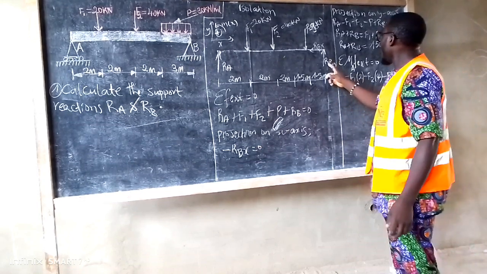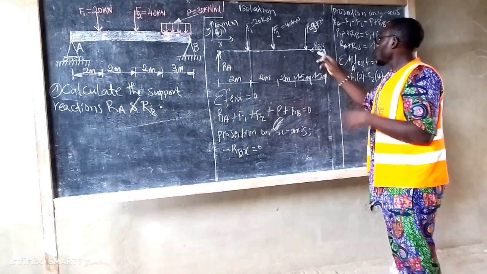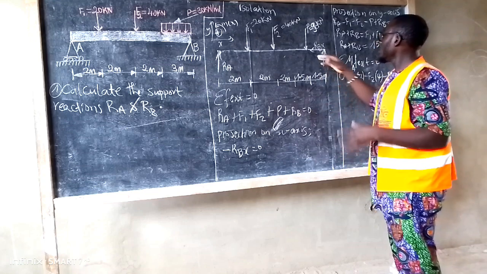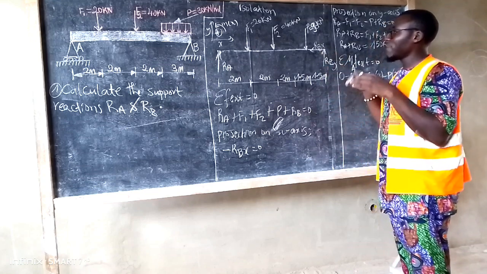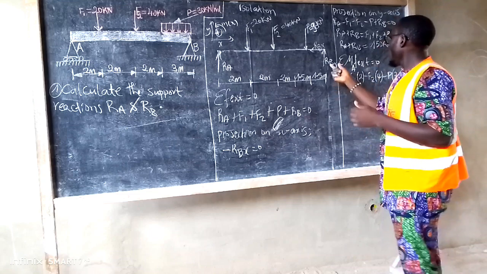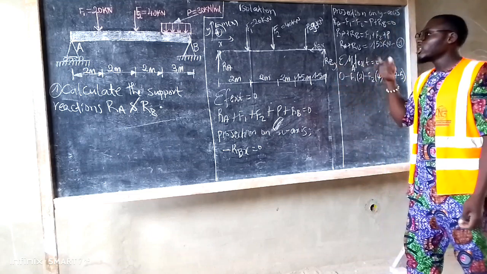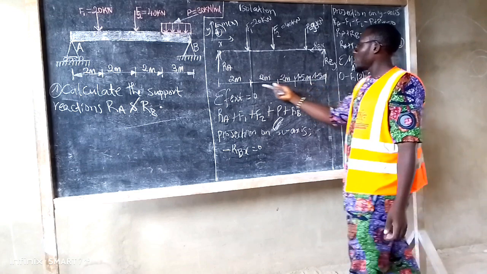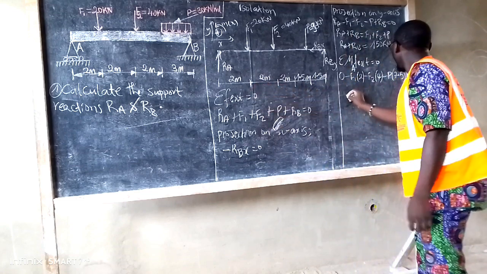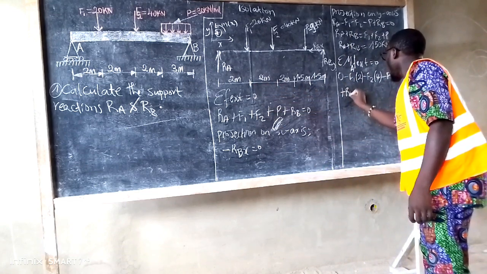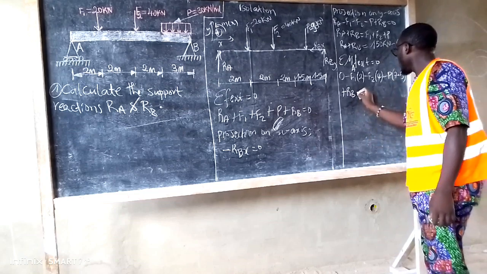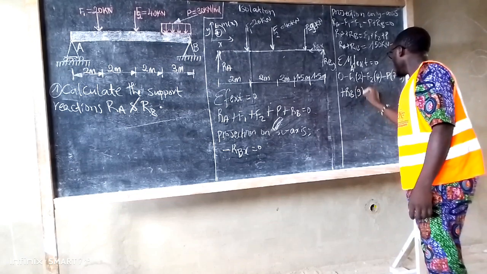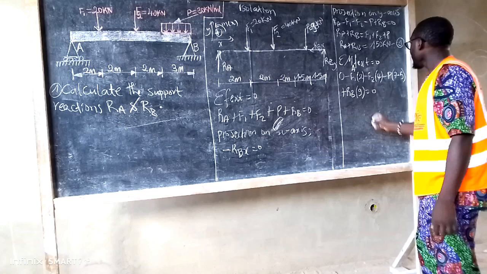Now the moment of arrow B. The moment of arrow BX is 0. Why? Because the line of action of arrow BX passes through our center of moment. But the moment of arrow BY is not 0. The moment of arrow BY will be, this is 3 plus 6, 9. We are now going to have plus arrow B into 9 equal to 0.